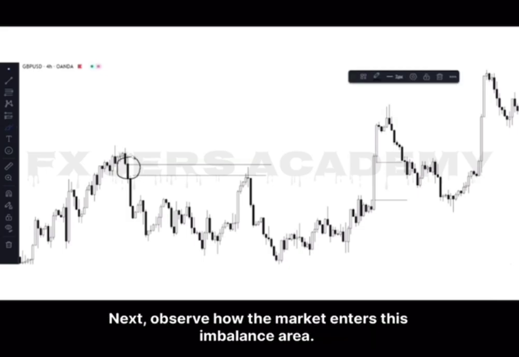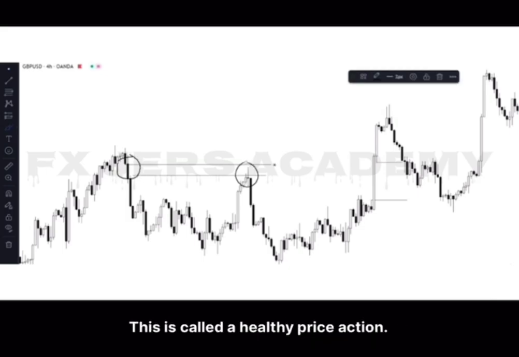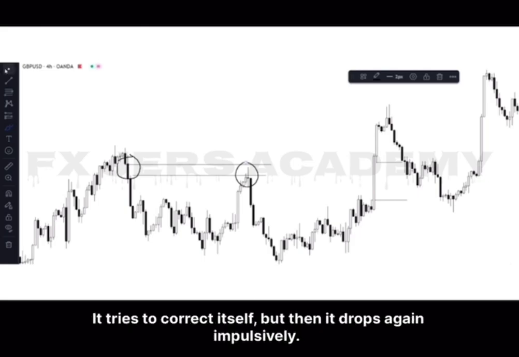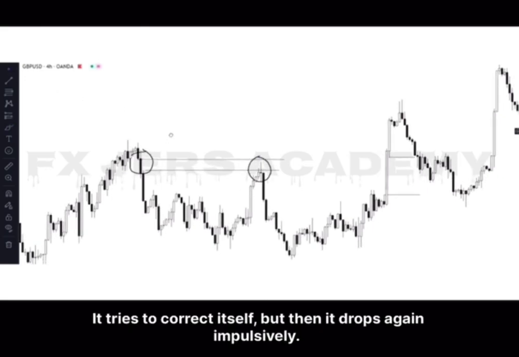Next, observe how the market enters this imbalance area. This is called a healthy price action. It tries to correct itself, but then it drops again impulsively.